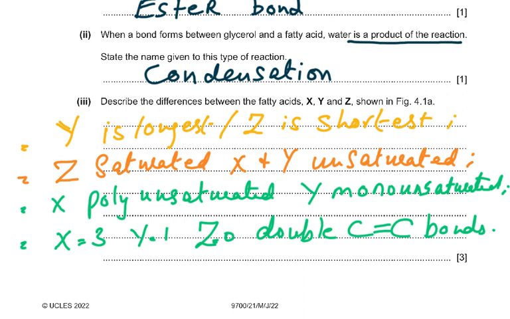So how will you write this? Y is longest, or you can say Z is the shortest, and Z is saturated, X and Y unsaturated. X is polyunsaturated, Y is monounsaturated, and X is 3, Y is 1, and Z is 0 double CC bonds.